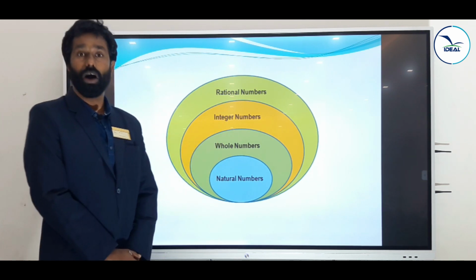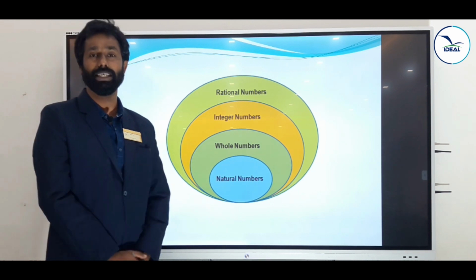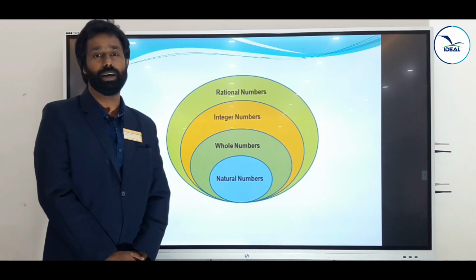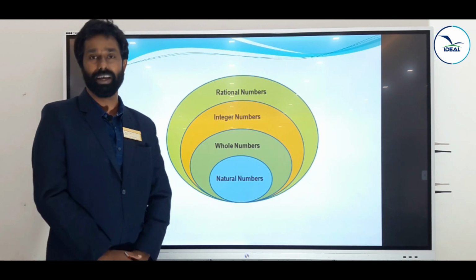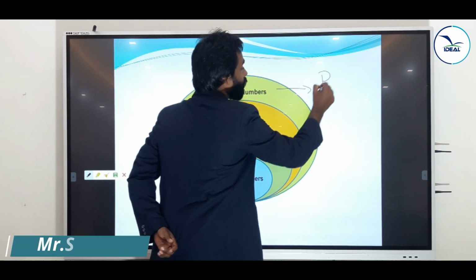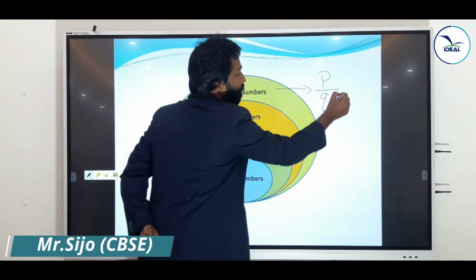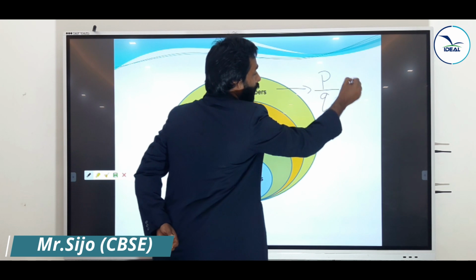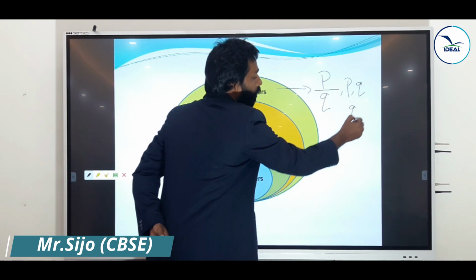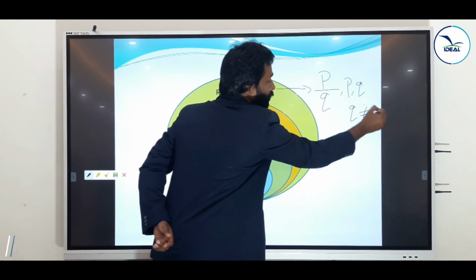Rational numbers are all the numbers which we can write in the form of p by q, where p and q are integers and q is not equal to 0. Rational numbers mean all the numbers which we can write in the form of p by q, where p and q are integers and q is not equal to 0.